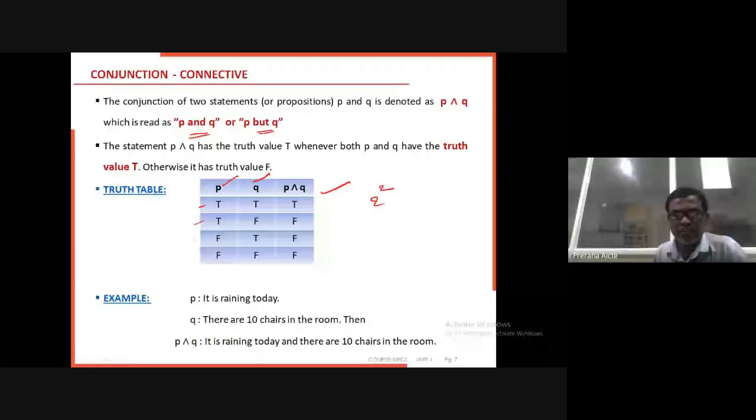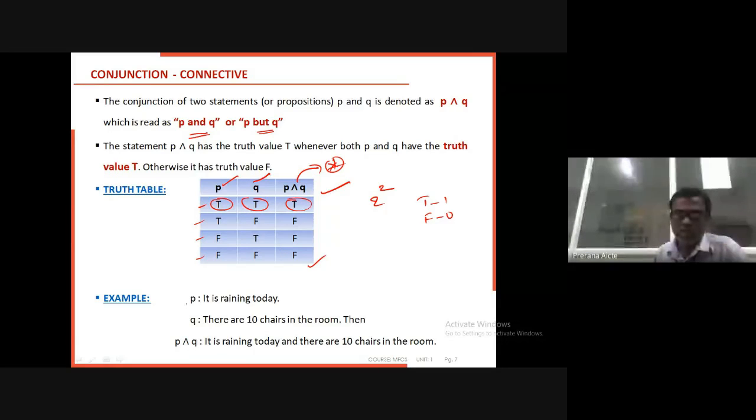Now coming to this one, when it will be true and when it will be false. Whenever both the proposition truth values are true, then only it will be true. In all other cases, it will be false. In simple terms, we can remember it as a multiplication operation. True you may assume as one, false we may assume as 0, and we can construct this one.